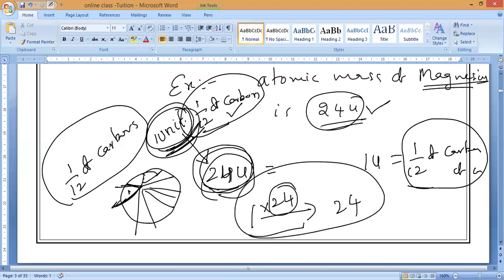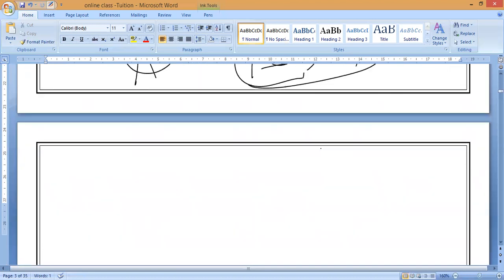So if I take, the mass of a magnesium atom is 24 units. It means it is how many times heavier than 1/12 of a carbon atom? It is 24 times 1/12 of a carbon 12 atom. 24 times, sir. Please respond to me. Understand? Yes, sir.